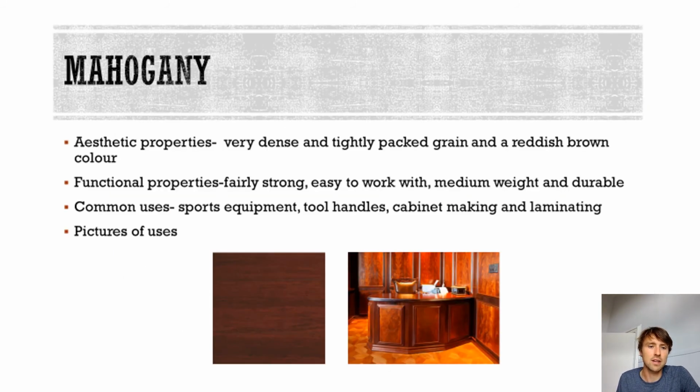Next up, we've got mahogany. So we've got quite nicely, we've got aesthetic properties, very dense, tightly packed. We've got functional properties, fairly strong, easy to work with. And we've got common usage, so where it's used, and we've got pictures of use there as well. So we've actually got a picture of what the wood looks like itself, and we've got a picture of what it's been made into, which looks like it's a desk there. So those are 2 different examples.